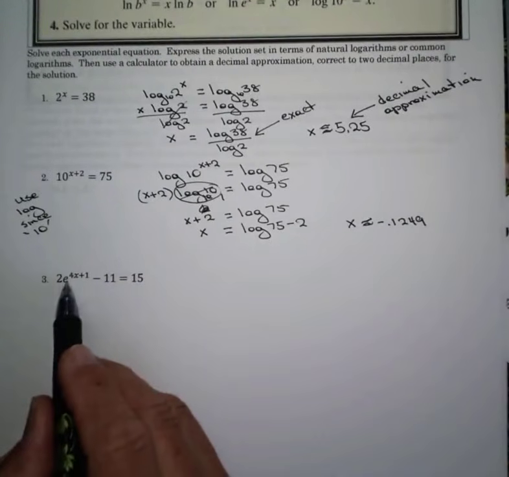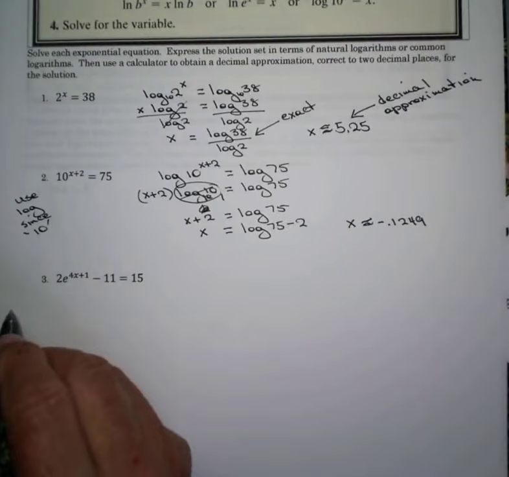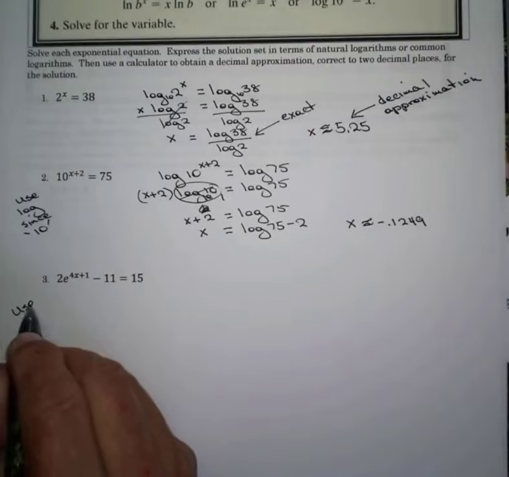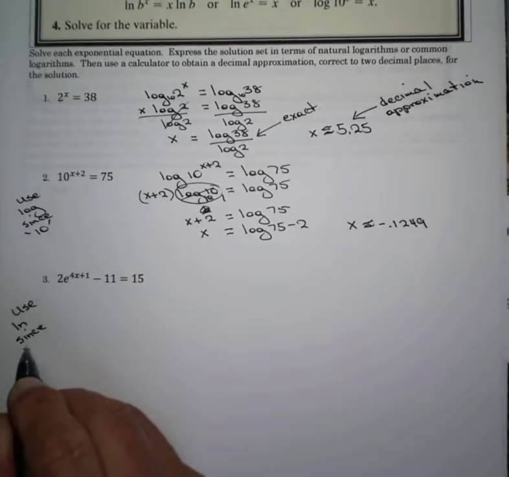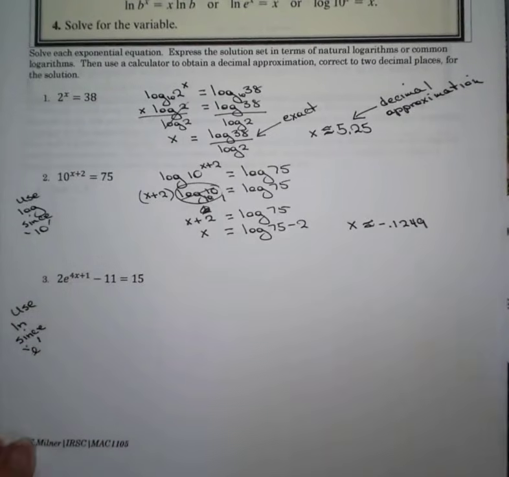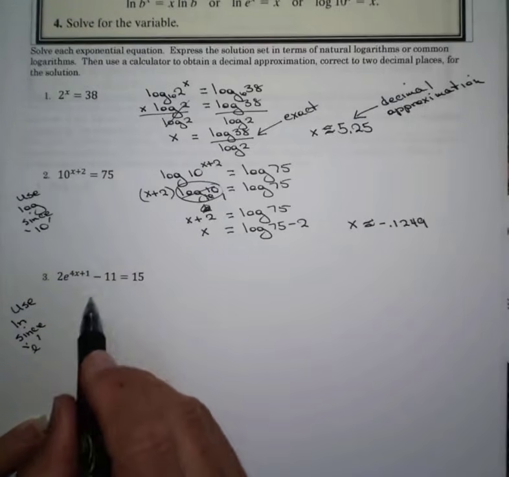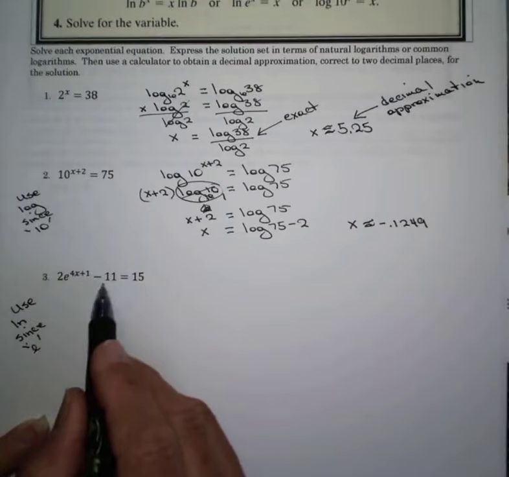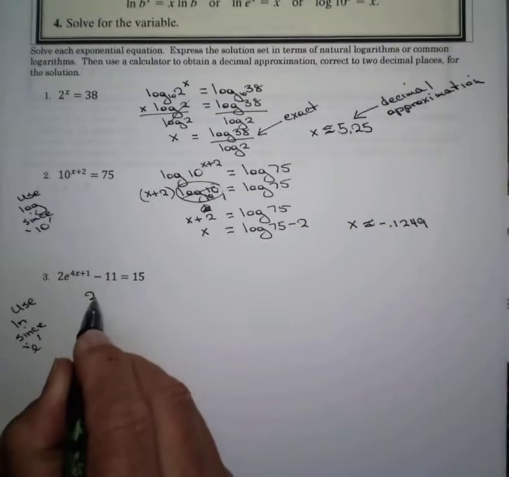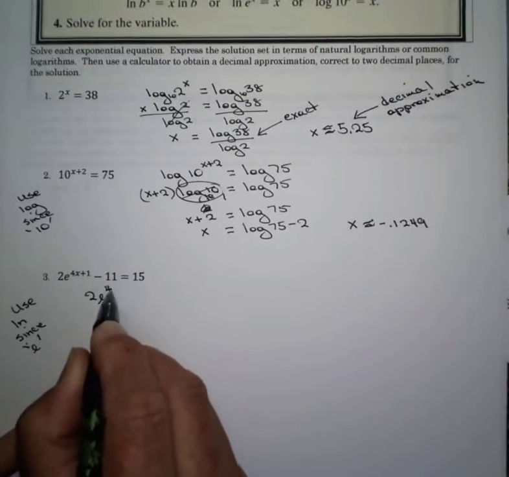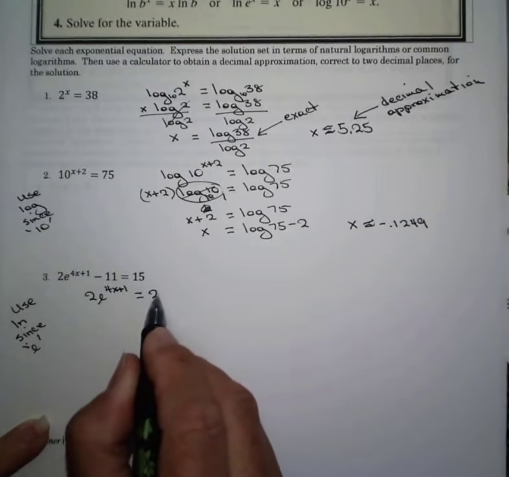If I have e raised to a power, I'm going to use the natural log, the ln, and that's because I had a base e. So that exponent has a base e, and I'm going to use the natural log. But first, I've got some other stuff to do. This term with the exponent has a minus 11. Let's get rid of that. Let's add 11 to both sides. I would have 2 times e to the 4x plus 1. Now, I added 11, so I'll add 11 over here, and this becomes 26.